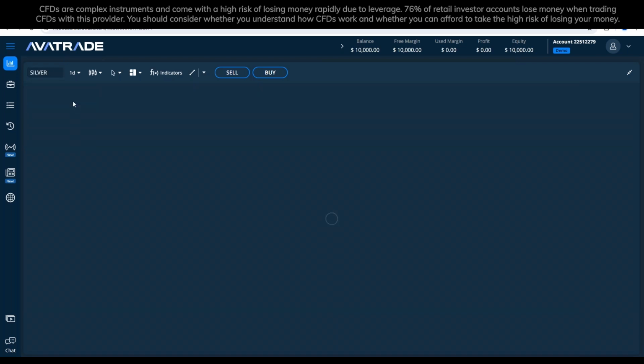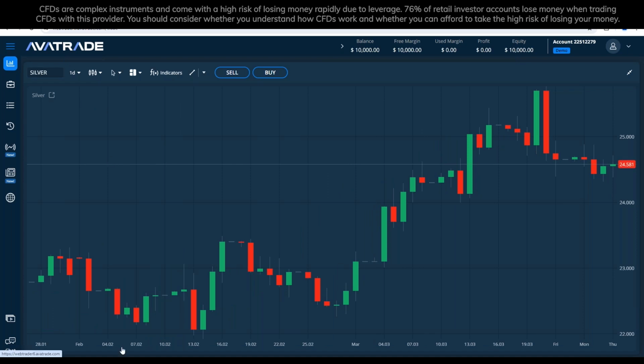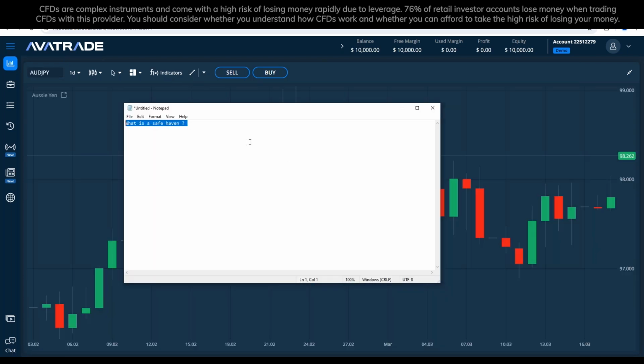Silver, absolutely. Yeah. Well, you understand the idea. Don't want to delay about it too much. Safe haven is an asset, maybe a group of assets, that investors can trade when there is uncertainty in the market. Okay, take that.